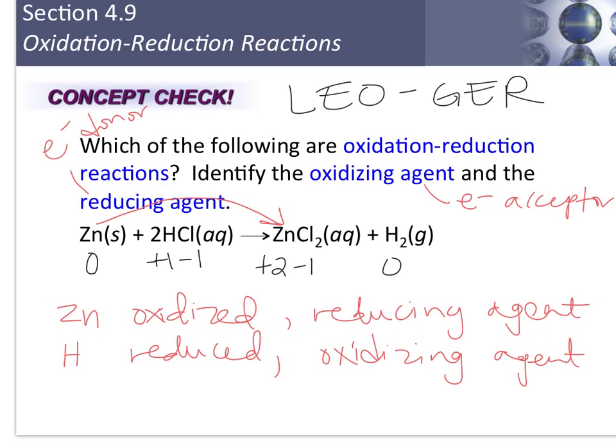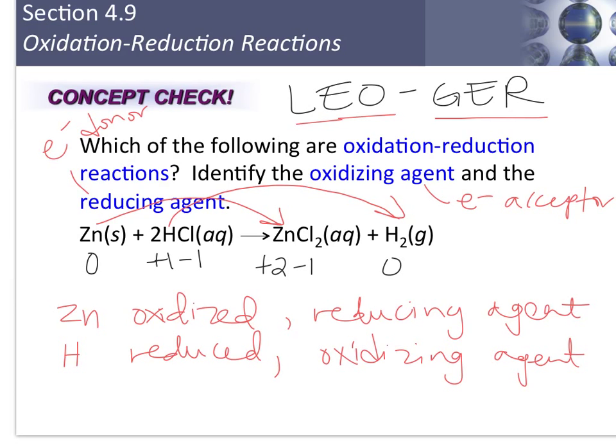So zinc goes from an oxidation state of 0 to +2 when it becomes an ion. So it has lost electrons, so it is oxidized. And then the hydrogen went from a +1 to a 0, and so it gained electrons, so it is reduced.